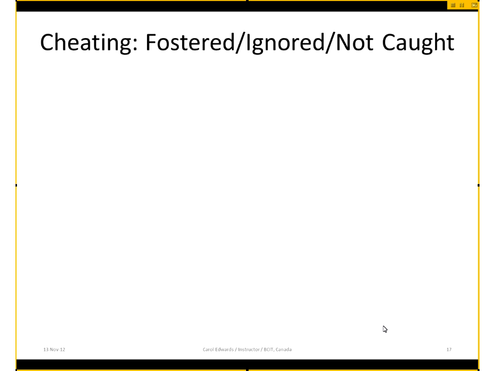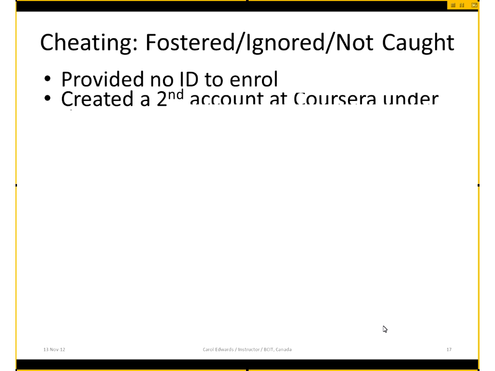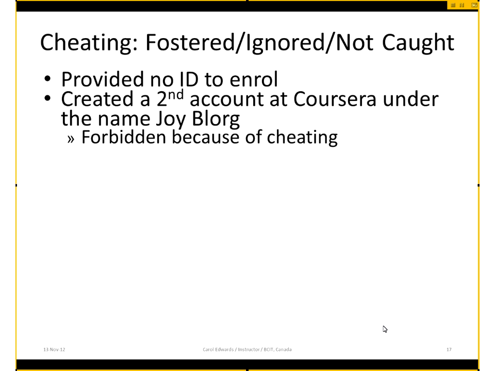My next major concern for these MOOCs was that cheating was fostered, ignored, or not caught. I provided absolutely no ID to enroll. I created a second account at Coursera under the name JoyBlorg. That is forbidden because of cheating. And so I intentionally violated the rules.